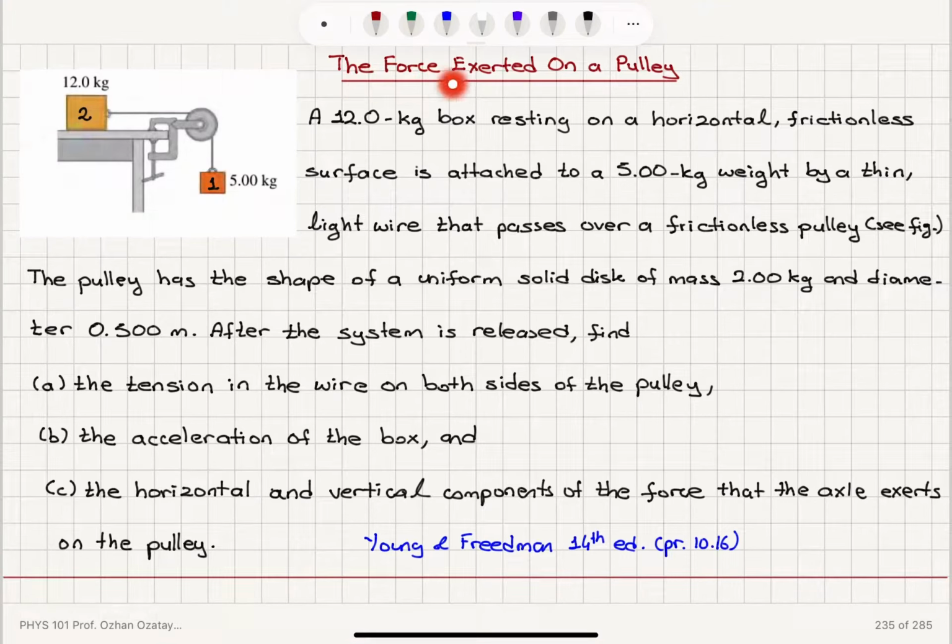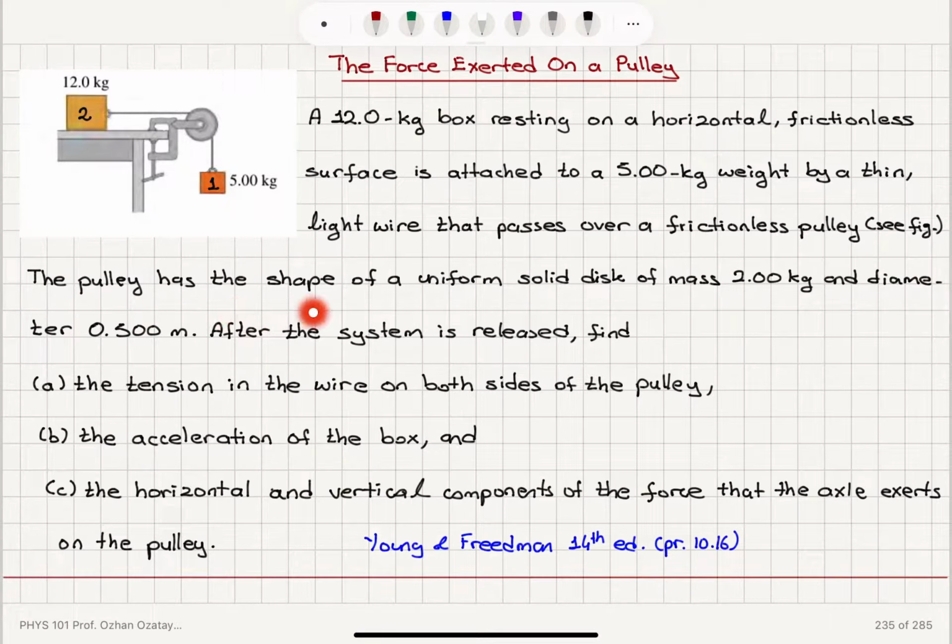The force exerted on a pulley. A 12 kilogram box that I have labeled number 2 here, resting on a horizontal frictionless surface, is attached to a 5 kilogram weight, that's mass number 1, by a thin light wire. It's a light wire that passes over a frictionless pulley. You can see in the figure.